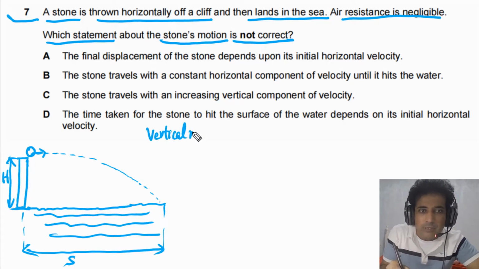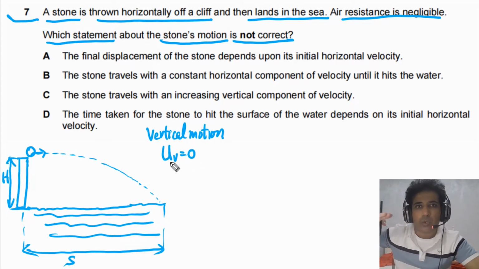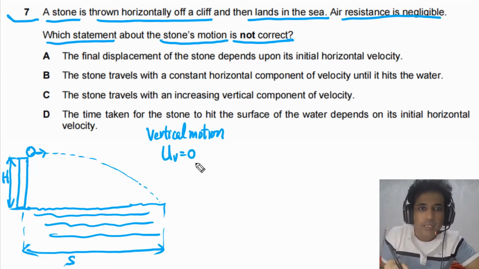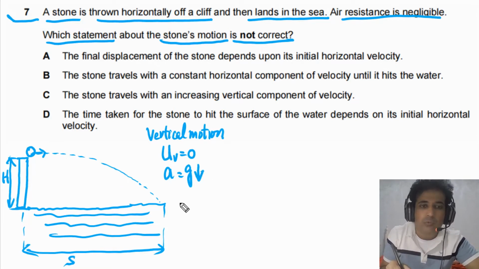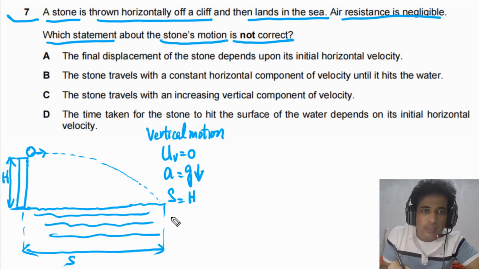If we consider only the vertical motion of this stone, the initial vertical velocity is equal to 0 because the stone is only moving horizontally. So it has no velocity along vertical. So u_y is equal to 0. a will be equal to g and the direction of a is downwards. And in this case, the displacement, we will take s is equal to capital H. We need to find out time. So we can calculate time taken.